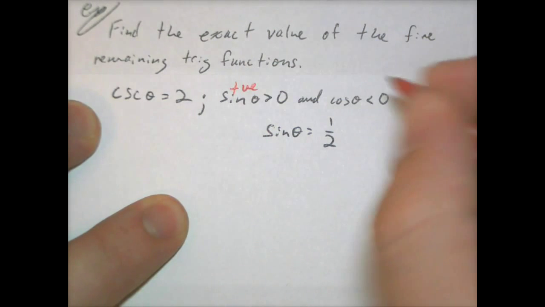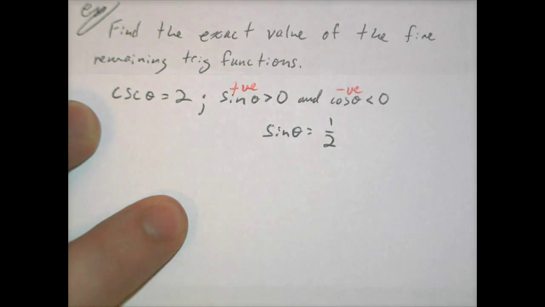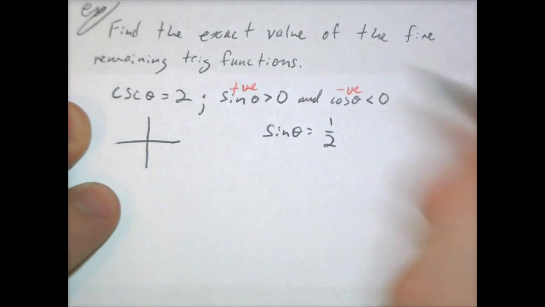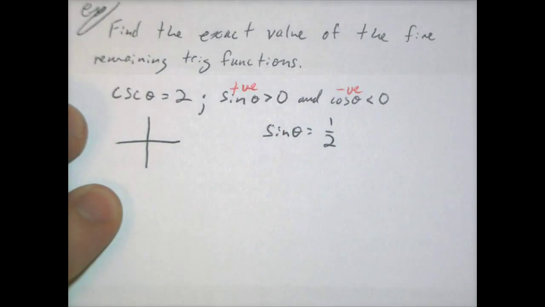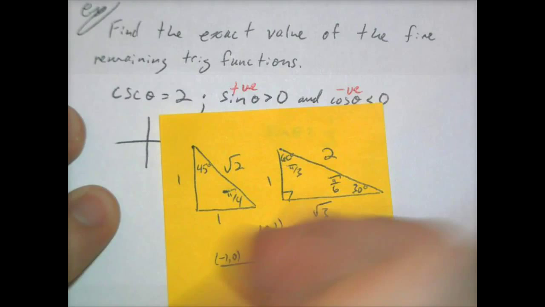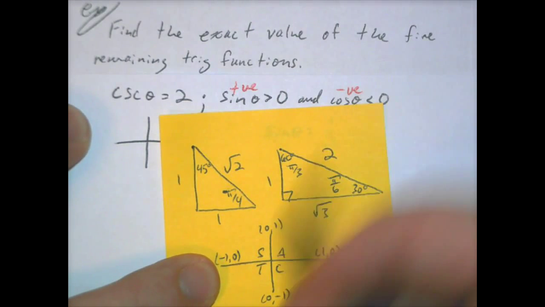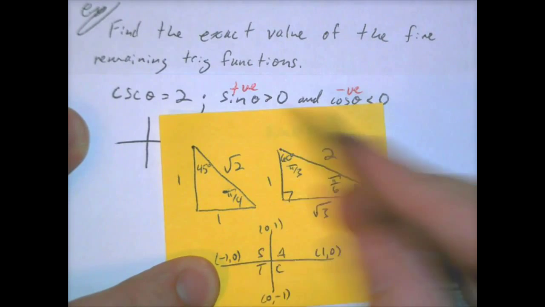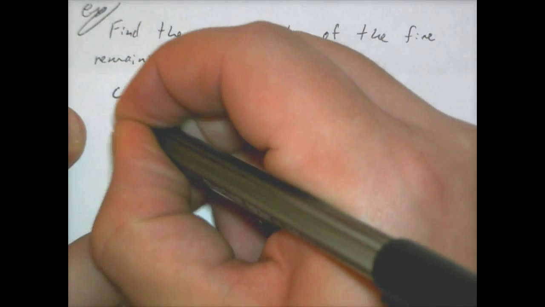And cosine is less than 0, so cosine is negative. This helps us in determining which quadrant we are in, because sine is positive in the first and second quadrant. If cosine is negative, well, cosine is positive in the first quadrant, so it has to be in the second quadrant, since that is where sine is positive and cosine is negative.